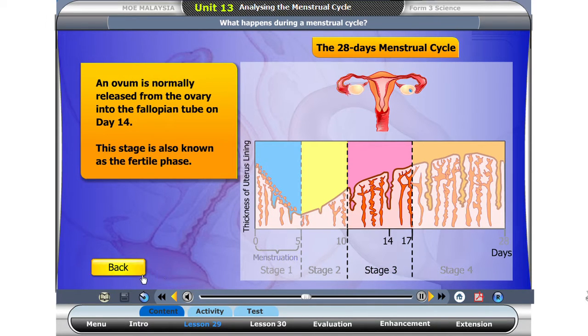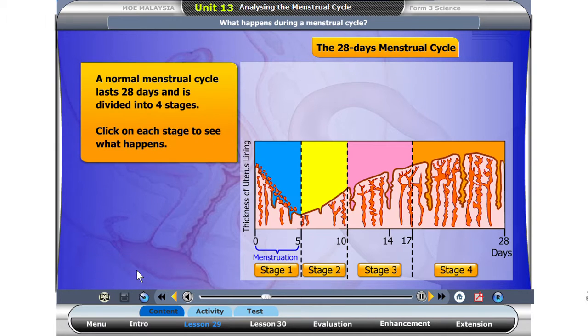In stage 3, an ovum is released from the ovary into the fallopian tube. This stage is also known as the fertile phase because if sperms are deposited into the female reproductive system at this time, there is a high chance that fertilization will occur. If that happens, the woman will get pregnant. Stage 3 normally lasts from day 11 to day 17, and the ovum is normally released from the ovary on day 14.